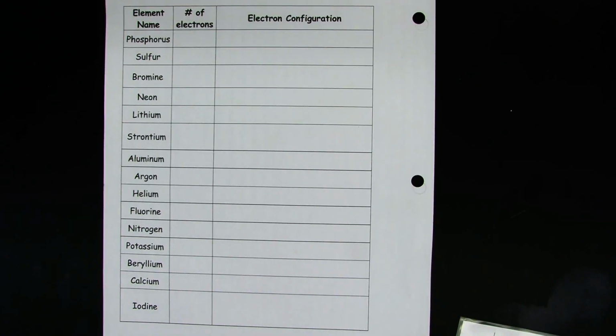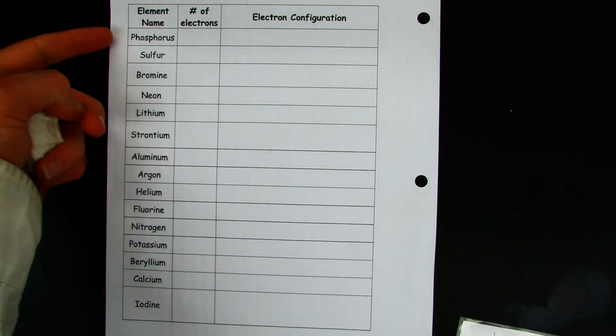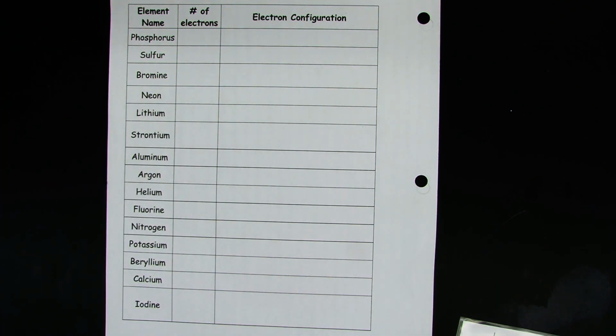This is Mr. Cobalt, and in this video we're going to go over some example problems. We're going to do some practice. We're going to work on this sheet here. If you have this, you can follow along, or if you don't, you can just write down the element names on a separate sheet of paper and practice along with me. This is going to be a practice video. We're going to do some examples and you'll get a chance to practice on your own and see how well you do. We're going to use this orbital diagram.